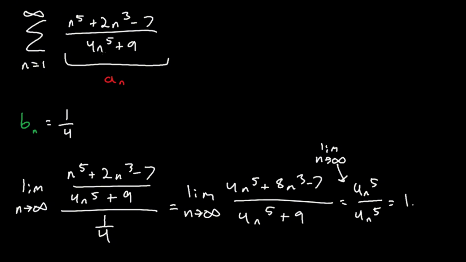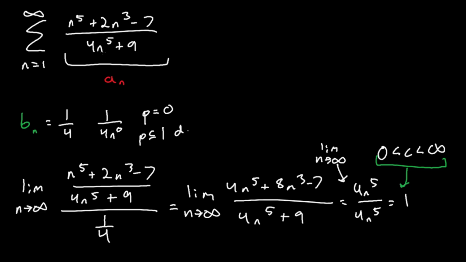Alright, once you get this, you just have 1. Well, 1 is between 0 and infinity, so we meet this condition. Therefore, if b of n diverges, then a of n diverges. So technically, b of n is 1 over 4n to the power of 0. Therefore, if we use the p-series test, p is just equal to 0. And since p is less than or equal to 1, this series simply diverges.